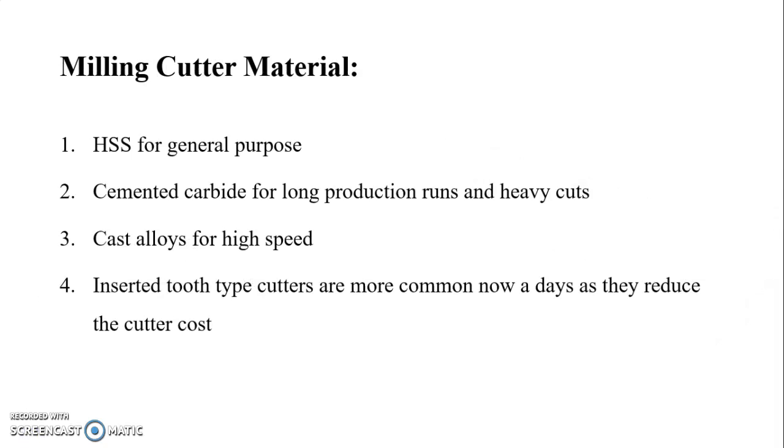Next, these are some materials of milling cutters. High speed steel is used for general purpose in milling machines. Then cemented carbide is used for long production runs and heavy cuts. Then next material, that is cast alloy for high speed. And inserted tooth type cutters are more common nowadays as they reduce the cutter cost.